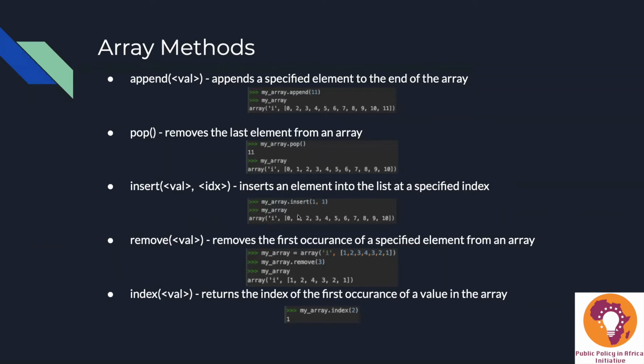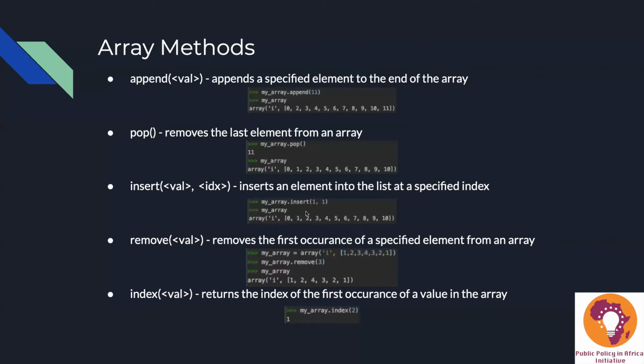So right now we have 0, 2, 3, 4, 5, 6, 7, 8, 9, 10. I want the values to match their indexes. So what I'm going to do here is insert the element 1 at index 1. And essentially what that does is it takes every element that would come after that index and pushes it back one index. So now the actual value in the array matches the index. So we have 0 at index 0, 1 at index 1, 2 at index 2.